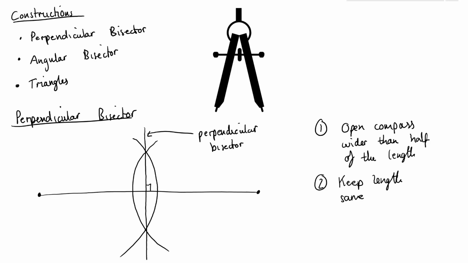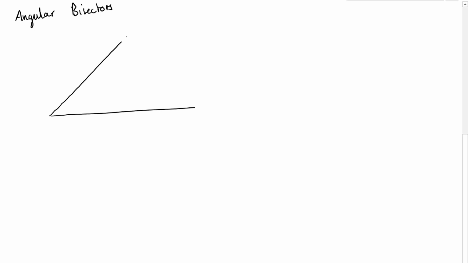Let's now use the same kind of tools, but have a go at constructing an angular bisector. If we can split a line exactly in half, we should be able to split an angle exactly in half. So if I take any angle, I can draw an angle like this, for example. I don't know the length of this or the size of this angle. I just know that I want to cut it in half. So how do I do that?